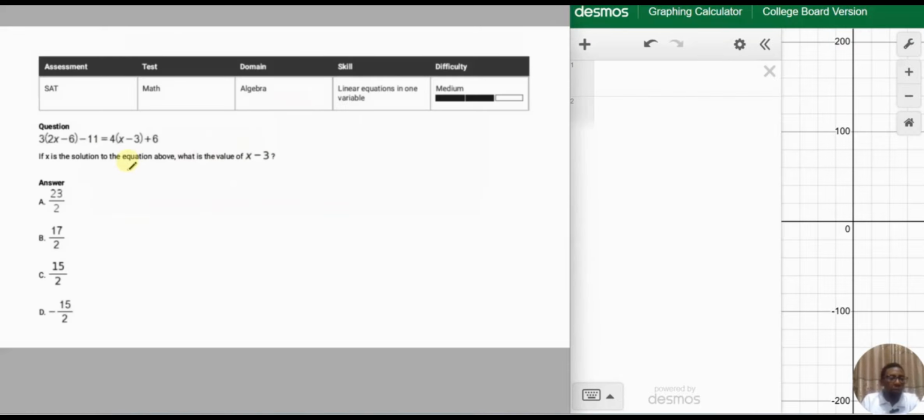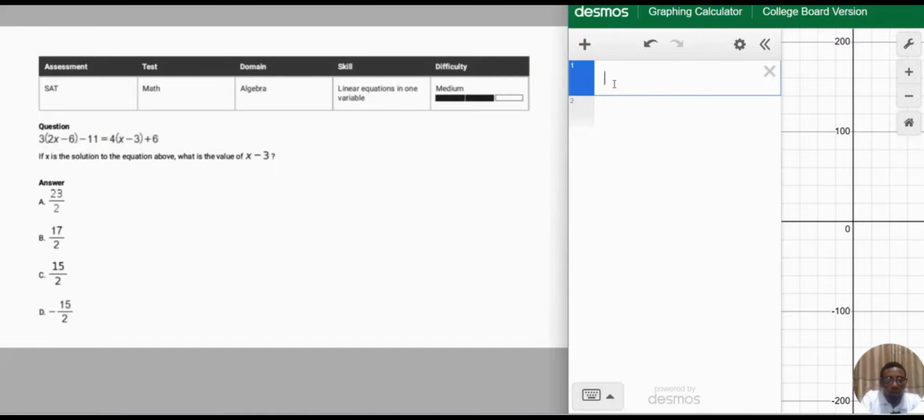Look at the first question. 3(2x - 6) - 11 = 4(x - 3) + 6. This is an equation of two linear equations in one variable. So let's look at how I'm going to solve it on Desmos.